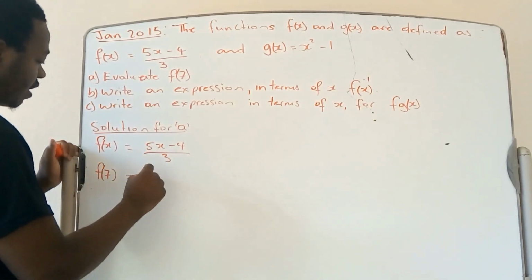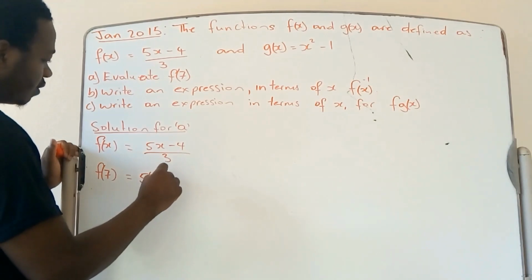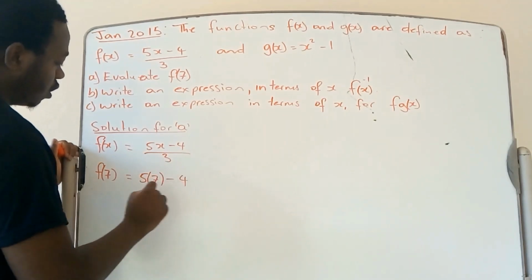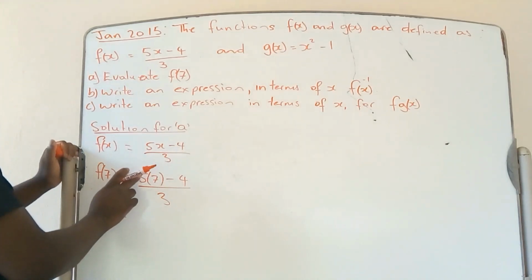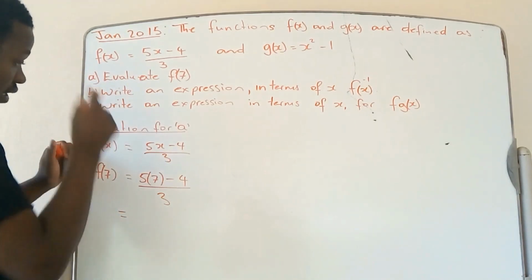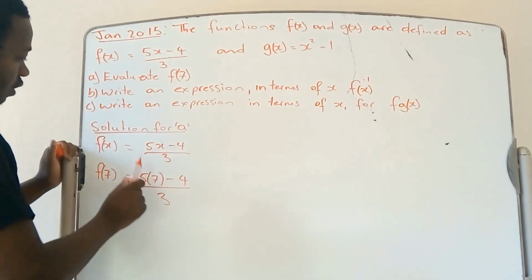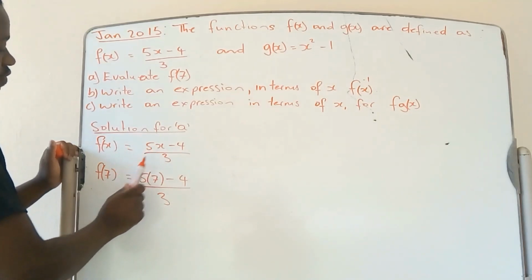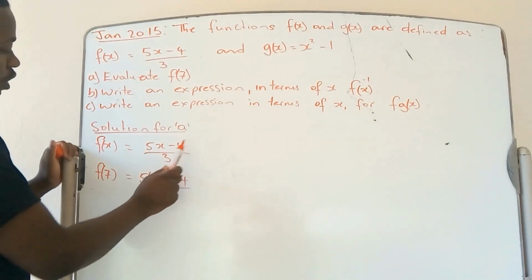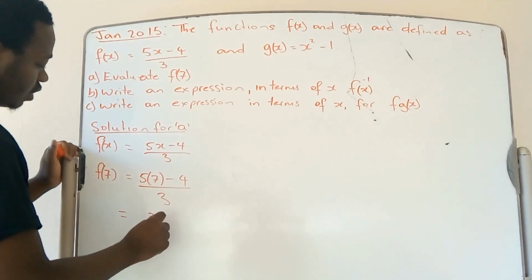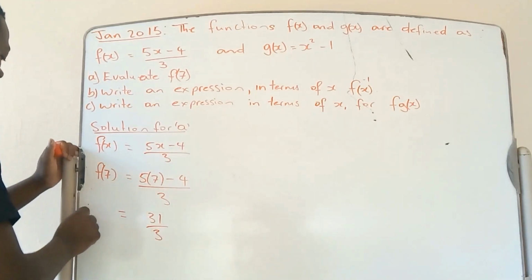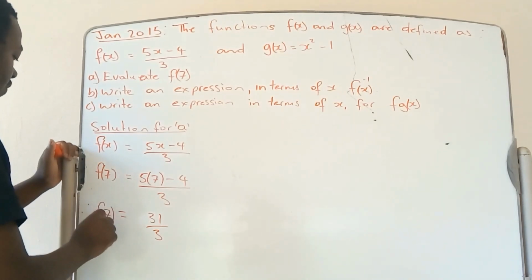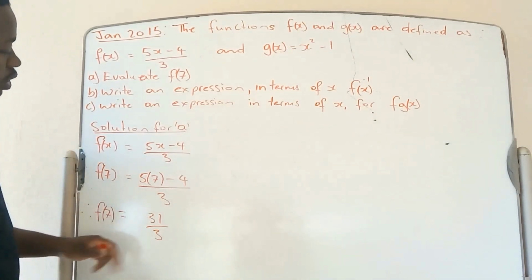So that's going to be 5 times 7 minus 4 all over 3. And this can be simplified. 5 times 7, that's 35. 35 minus 4, that is 31. So that's just 31 over 3. So therefore, f of 7 is equal to 31 over 3.